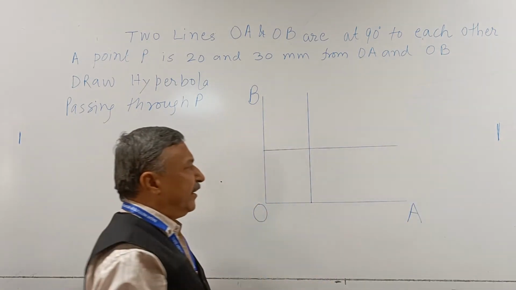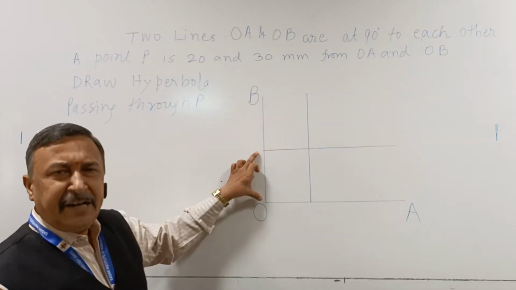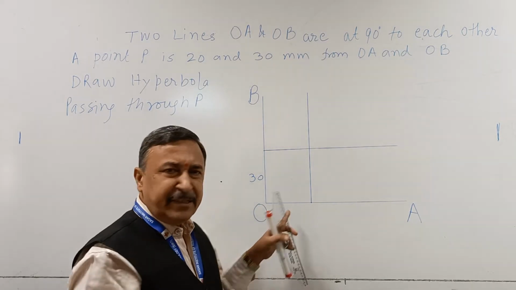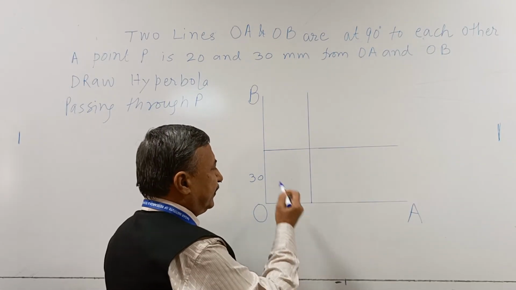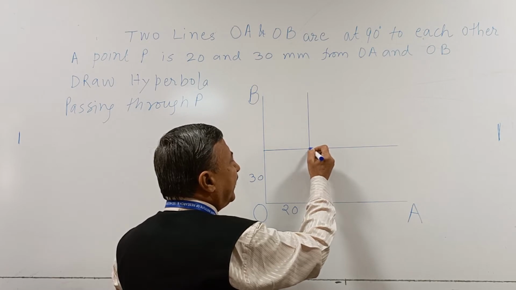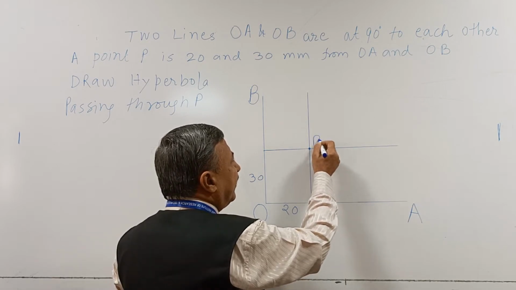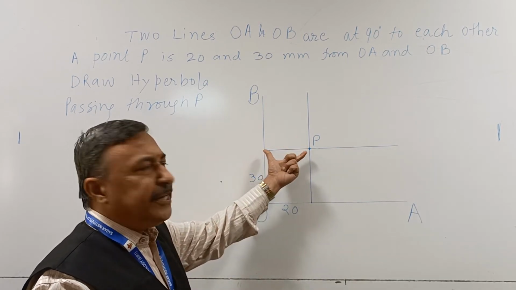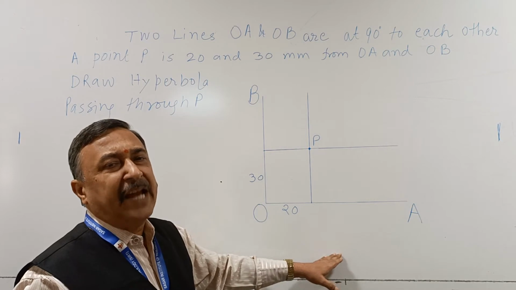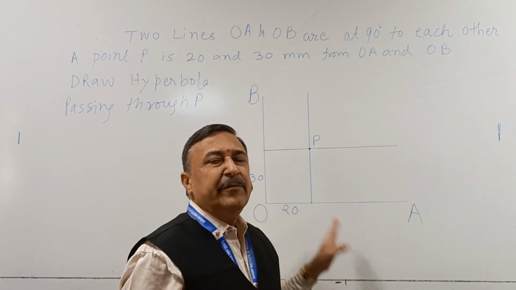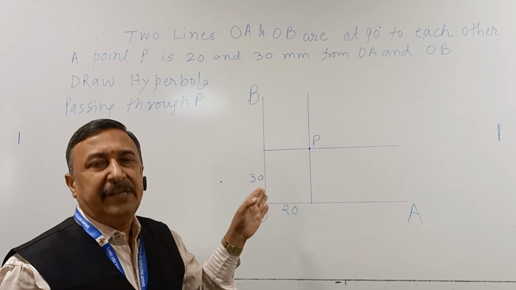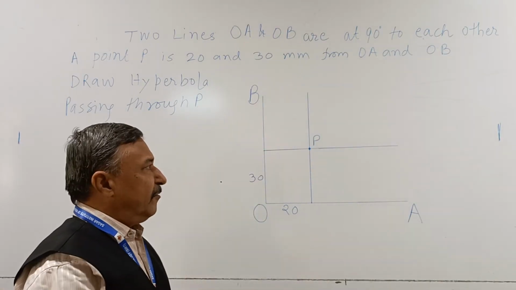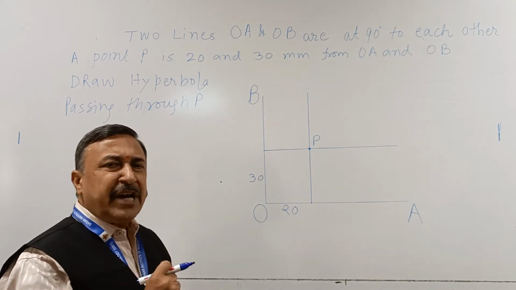So in this way, this distance is 30 and this distance is 20. So this is our point P, which is 30 mm and 20 mm from the two fixed lines OA and OB, which are at right angles to each other. Now we have to draw a hyperbola passing through P. Now I am going to start the method.